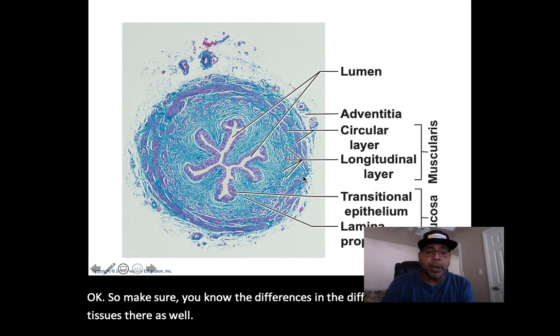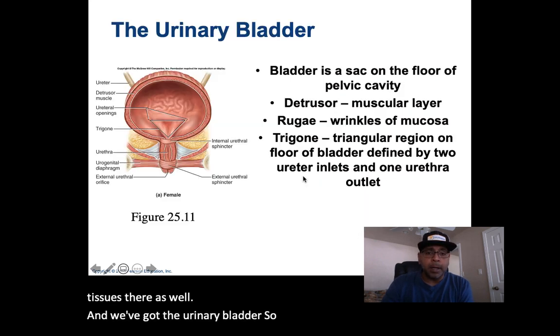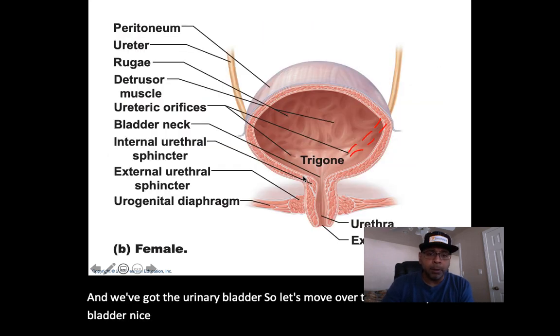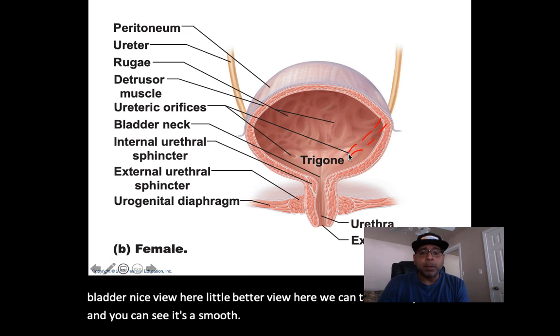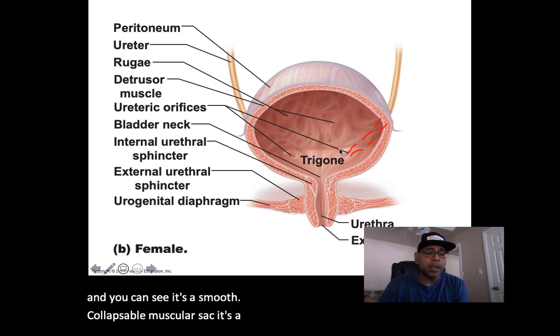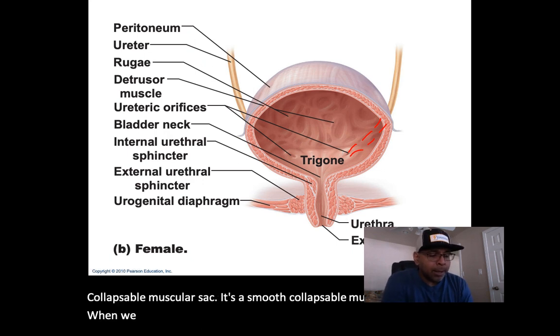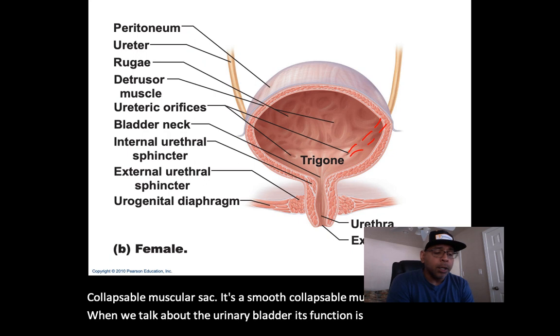Then we've got the urinary bladder. So let's move over to the urinary bladder. Nice view here, a little better view here. We can talk urinary bladder and you can see it's a smooth, collapsible muscular sac. When we talk about the urinary bladder, its function is that it stores urine temporarily.